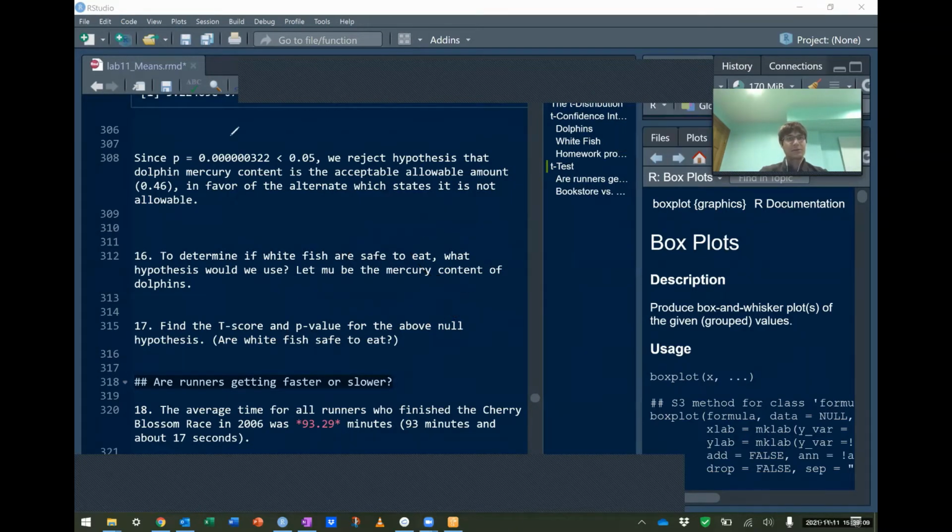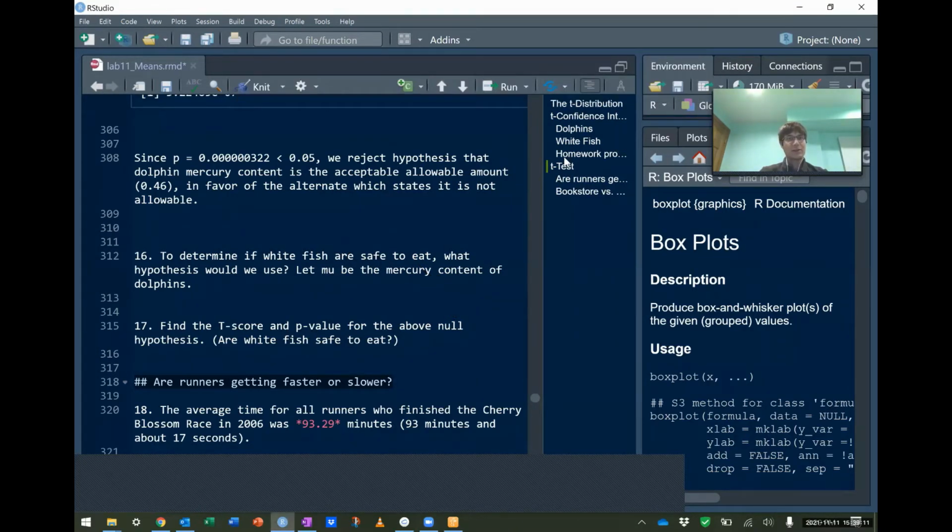Clearer. For the whitefish. So to now determine if the whitefish are safe to eat, you can use the exact same process, okay?